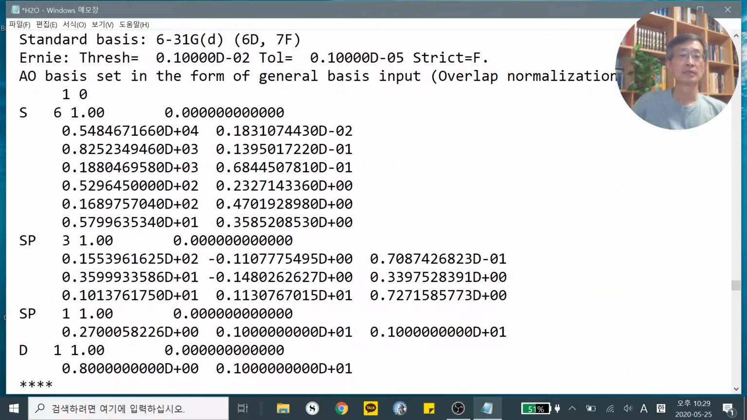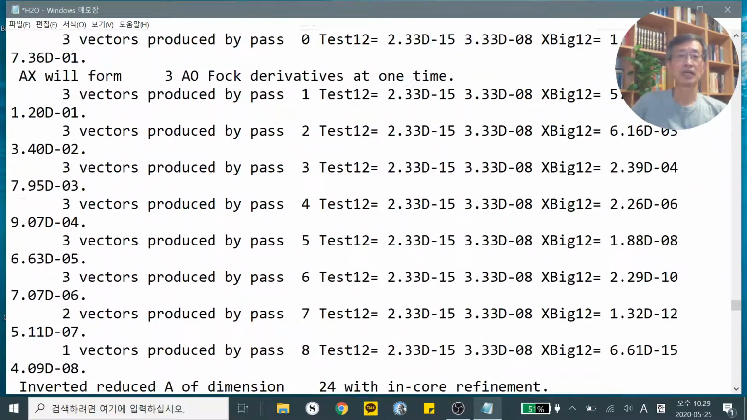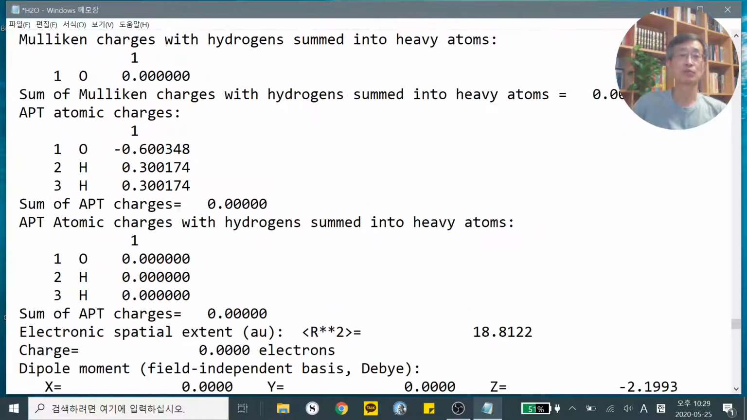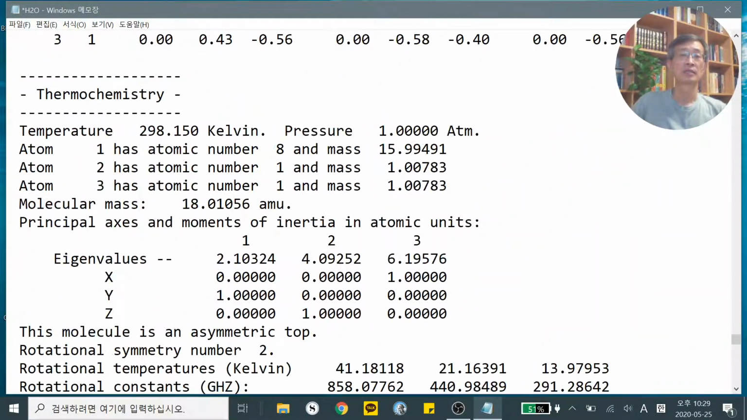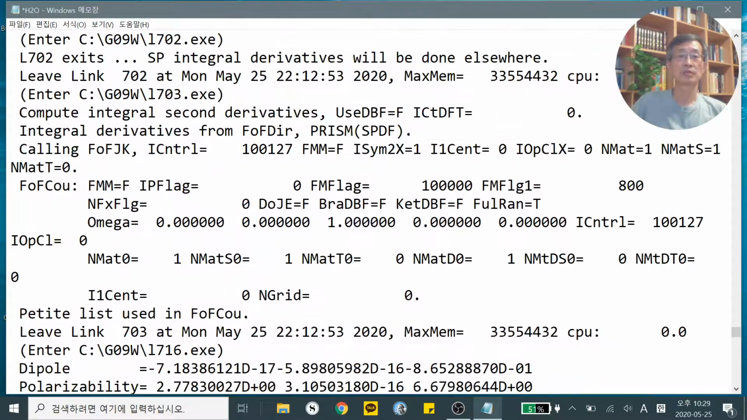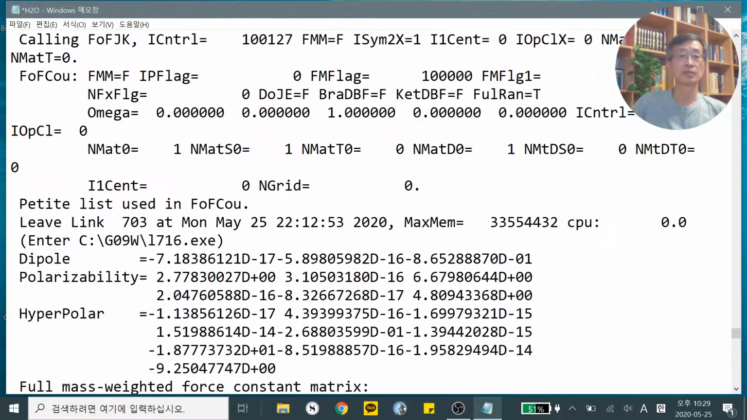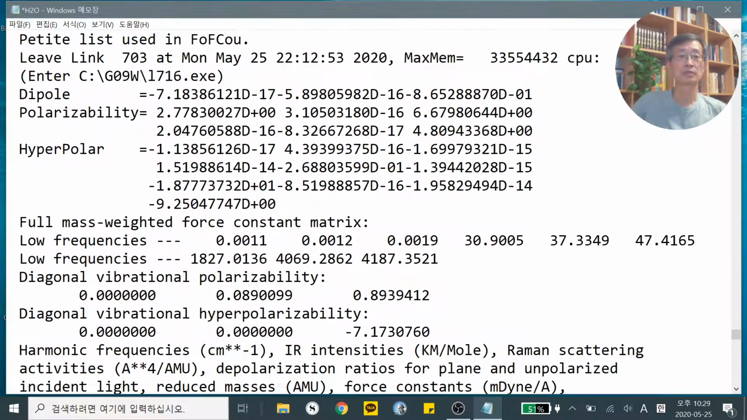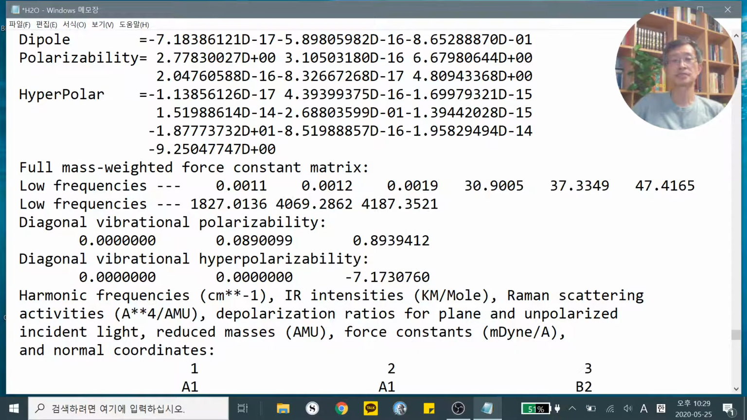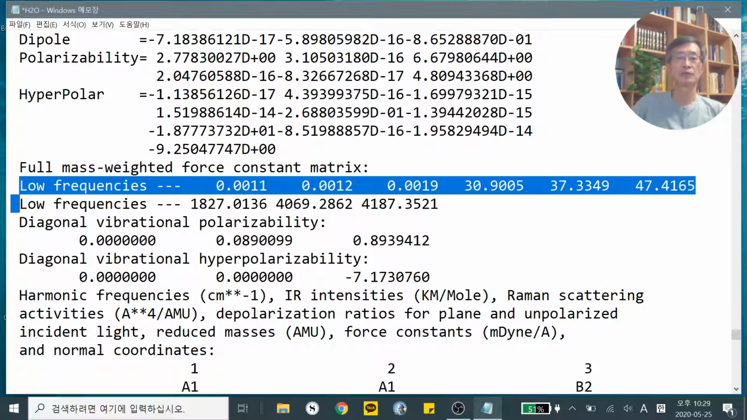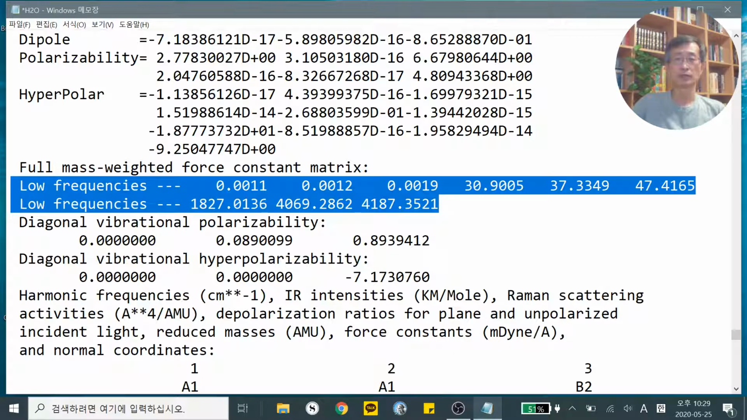It does the calculation once, and then with that it does the frequency calculation. Once the frequency calculation is done, it lists all the frequencies. Now, how many frequencies would you expect here? 3 atoms, then 3 times 3, 9 degrees of freedom. So you see 9 frequencies.